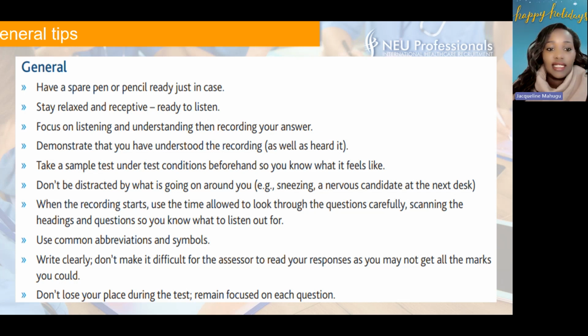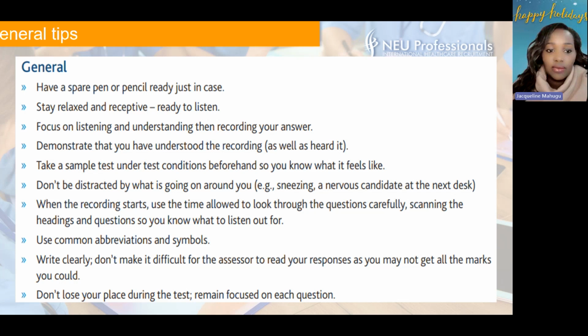Then the other thing is focus on listening and understanding. So listening and understanding, and then recording your answer. In the OET, you really have to understand what they're saying, not just hearing. Otherwise, you're going to pick a distractor instead of the correct answer. Then demonstrate that you have understood the recording as well as heard it. So understanding, just what we have talked about, you have to understand the recording, not just hear it.